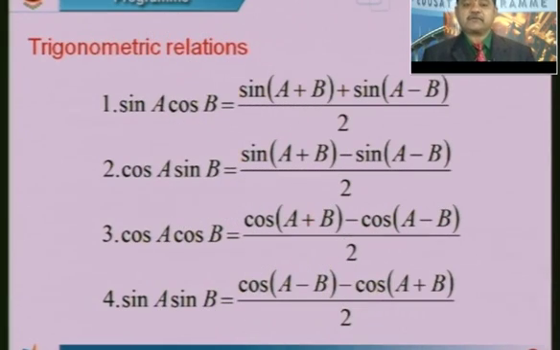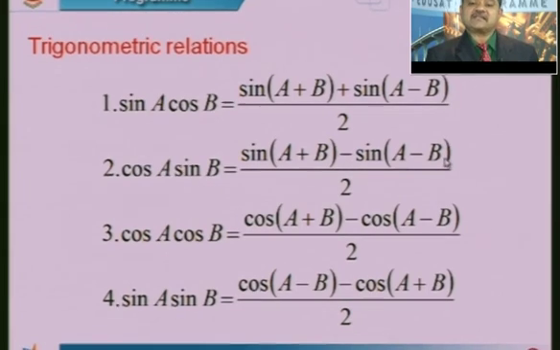Another 4 are transformation results. Sin a cos b is (sin(a plus b) plus sin(a minus b)) by 2. Cos a sin b is (sin(a plus b) minus sin(a minus b)) by 2. Cos a cos b is (cos(a plus b) plus cos(a minus b)) by 2. Finally, sin a sin b is (cos(a minus b) minus cos(a plus b)) by 2. People may have learned the formula as minus of cos(a plus b) minus cos(a minus b). That can also be written. If you are comfortable with that, then the minus should be multiplied inside.